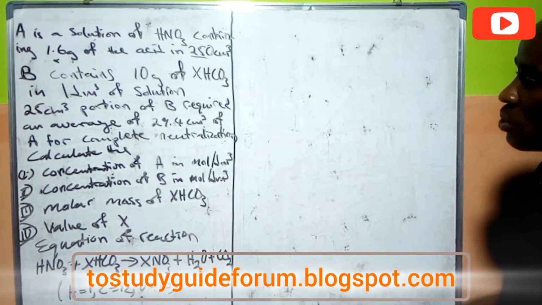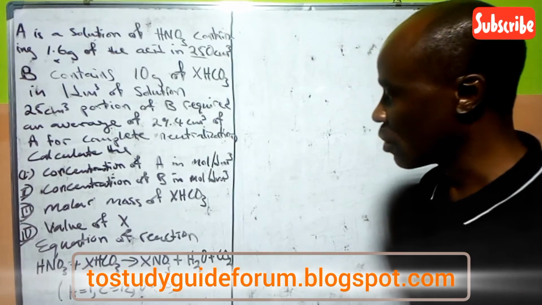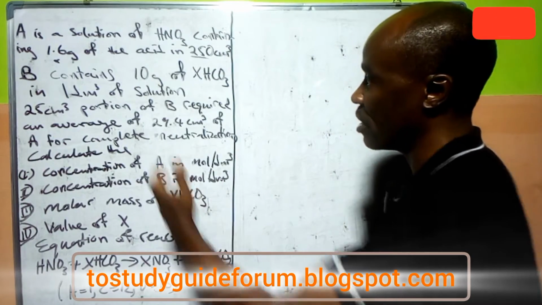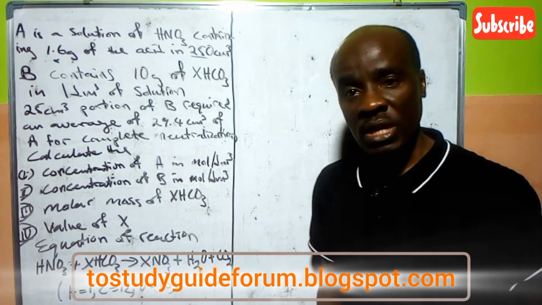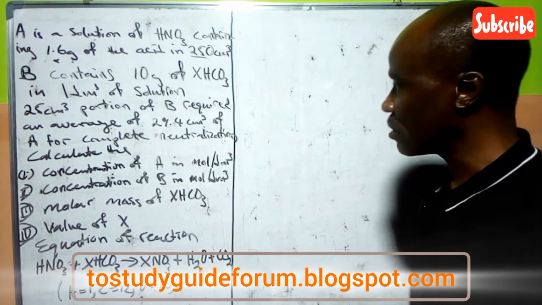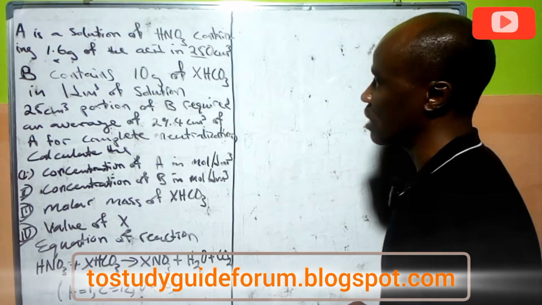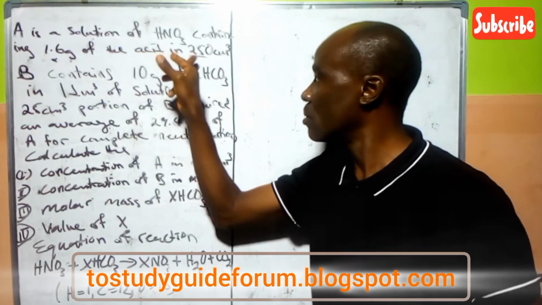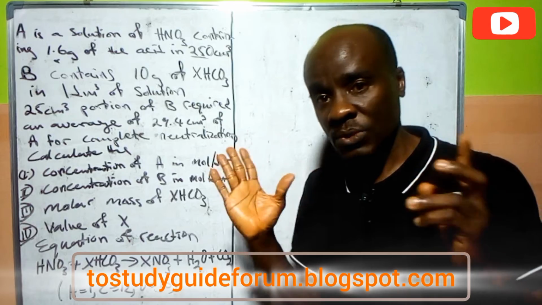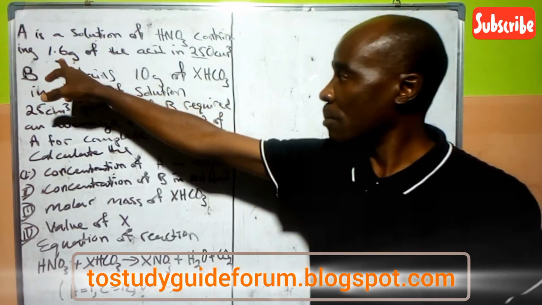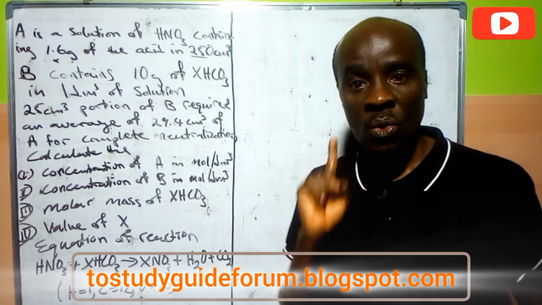Let's continue. So now you said to calculate the concentration of A in mole per dm cube. Now what we have here is what? 1.6 gram. In order to get this, what are we going to do? First, look at what we have there. To solve that problem, the first thing you do here is to get this volume in dm cube. That's one of the ways. And then you get the mass that is contained in 1 dm cube.